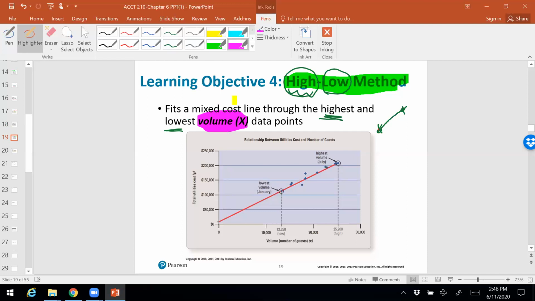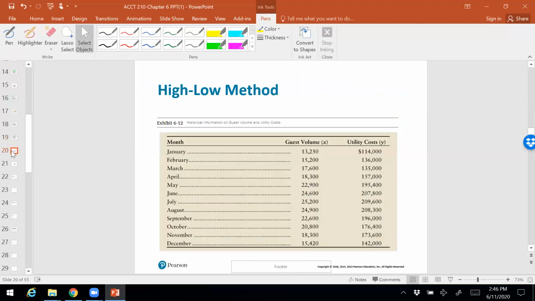In terms of our x. Hey, repeat this with me. In terms of x, because some students will focus on high and low y. That is wrong. We focus on the high x and the low x. Okay, repeat. We draw the line based on the high and the low x. Okay, now let's look at the example and how we do the numbers.